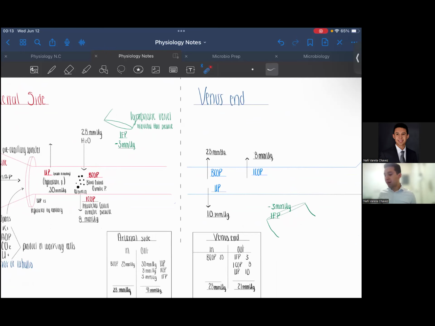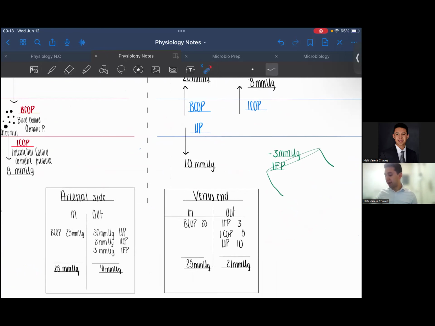BCOP is going to be about the same, 28 millimeters of mercury, and ICOP is going to be the same. Again, we also have this IFP from the lymphatic vessels. So if we add everything together, again, we're going to have a total of 28 coming in. But compared with the other one, because the HP, the hydrostatic pressure, was way lower than the other one, it's just going to add to 21.